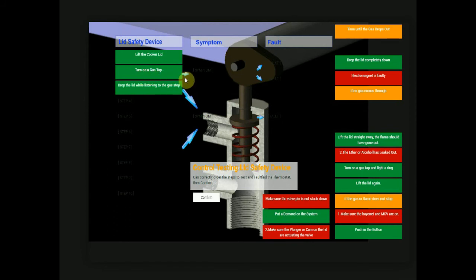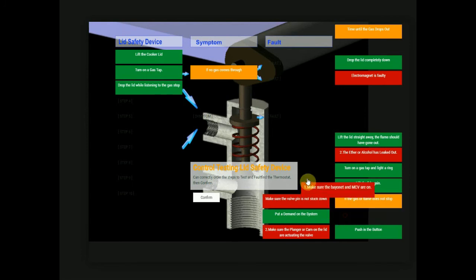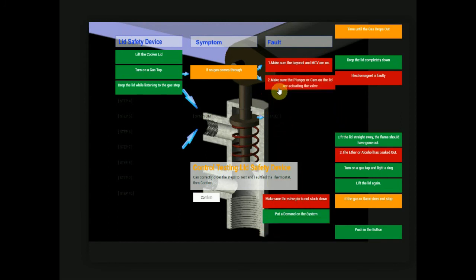So when I turn on the gas tap, there may be a symptom. The symptom might be if no gas comes through. From there, it's asking now for two possible faults. If there's no gas coming through, the faults are in red. We might want to make sure that the bayonet and the meter control valve are actually turned on, connected. And then we might want to make sure that the plunger, when I lift the lid up, is actually actuating on the valve and making the gas come through. These would be the faults if no gas was coming through when I turned the gas tap on.